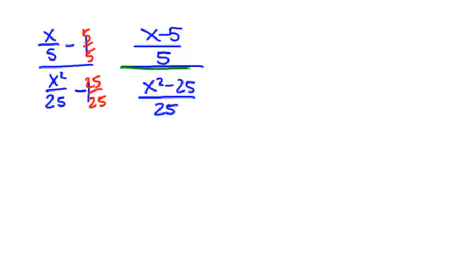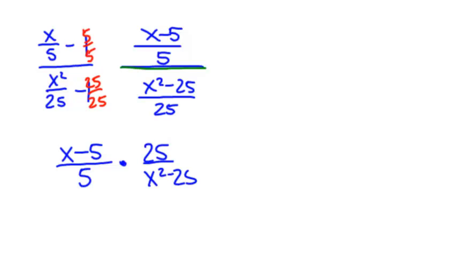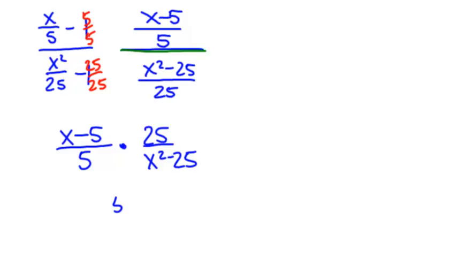Remembering this just says division, I'm going to keep, change, flip. So x minus 5 over 5 times 25 over x squared minus 25. And that should look pretty easy to you at this point. Go ahead, solve that part on your own. And the final answer is 5 over x plus 5.